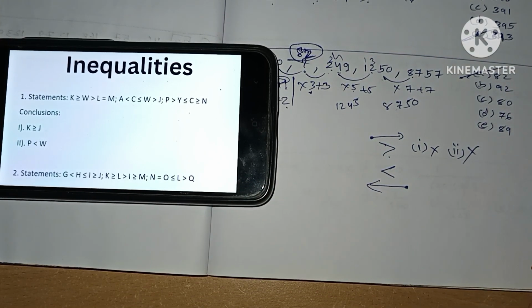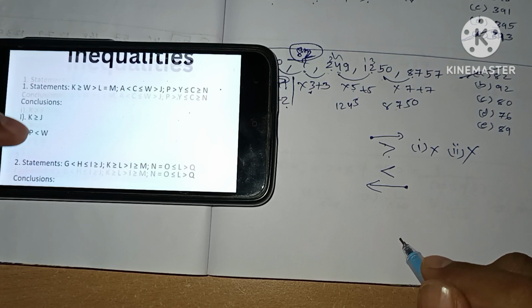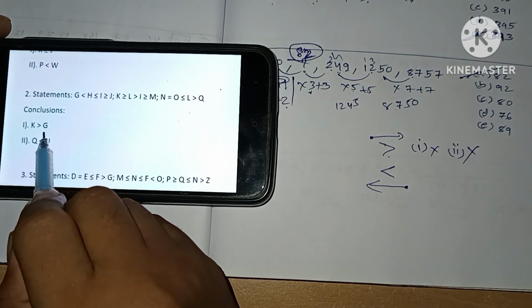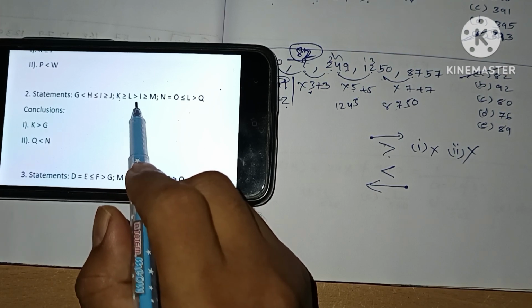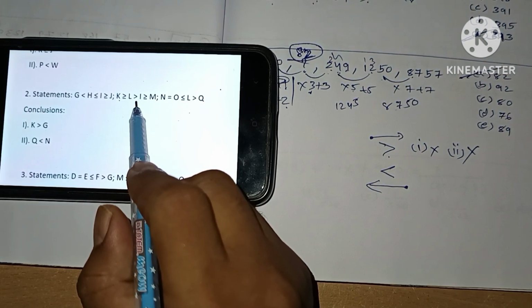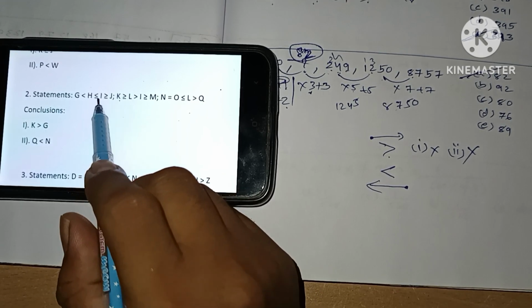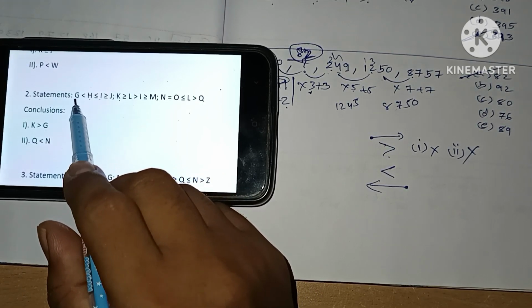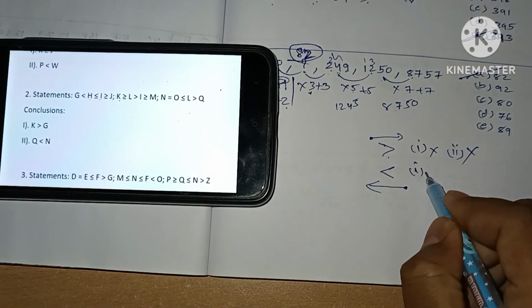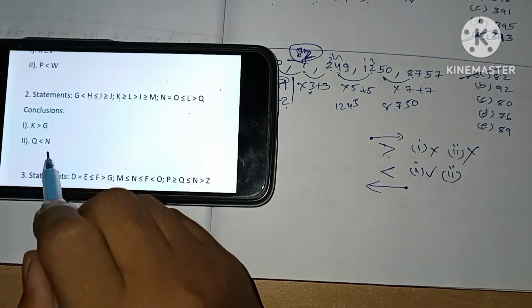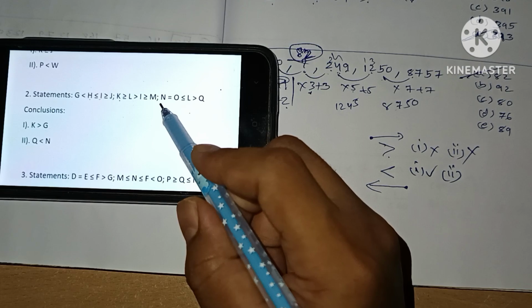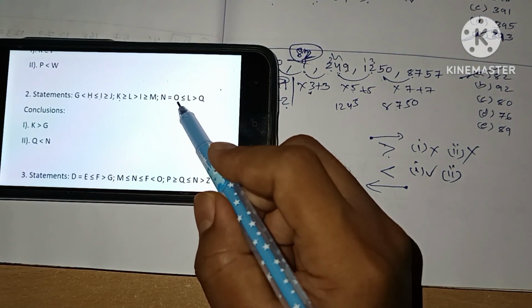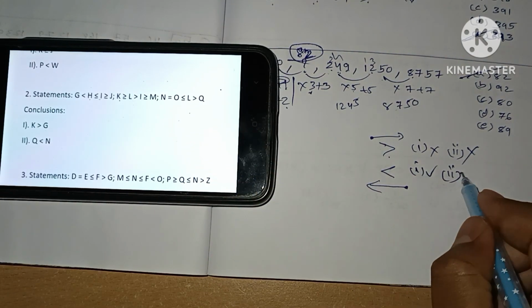Okay. Now we are going to see question number 2. The flow from K to J. From K we can reach to L. L to I. From I we can reach to G. It is possible. So first conclusion will be true. Second conclusion. The flow from N to Q. From N we can reach to O but not to Q. So second conclusion will be false.